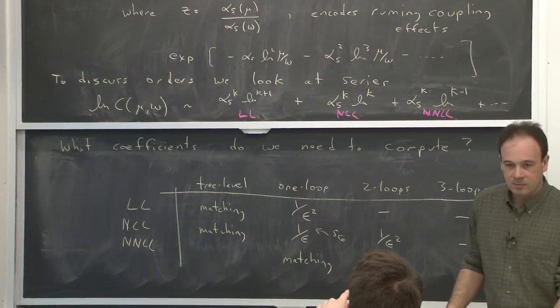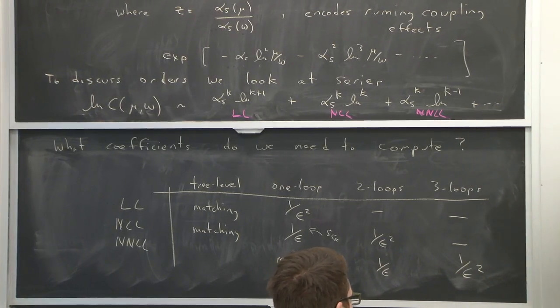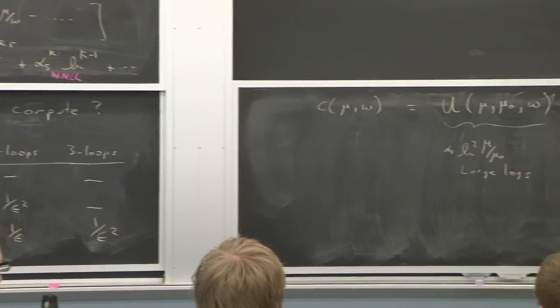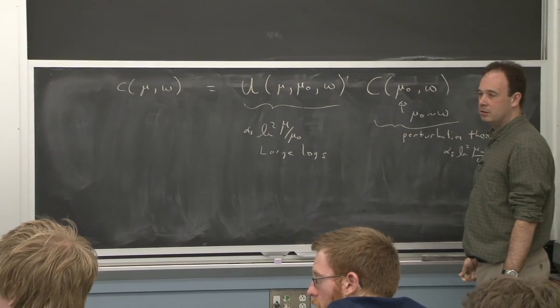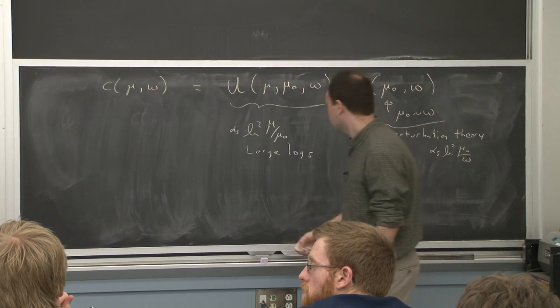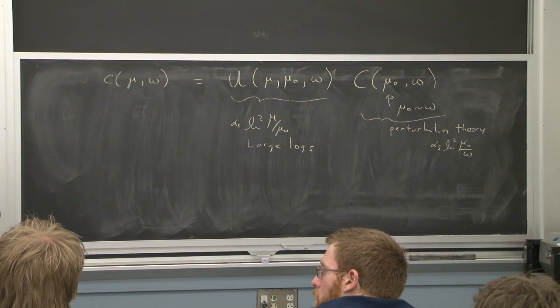So when you say tree level matching, you mean this C not equal to 1. That's right. I mean this guy here. Right. And if you want to go to NLL or NNLL, you take this, then you'd have this term. Yeah. All right. Any other questions?